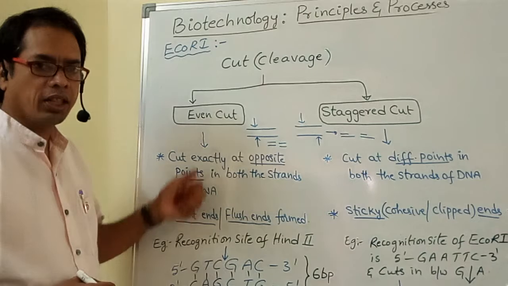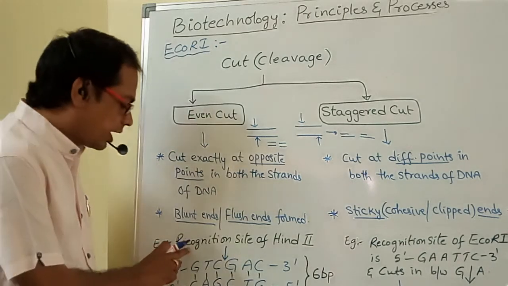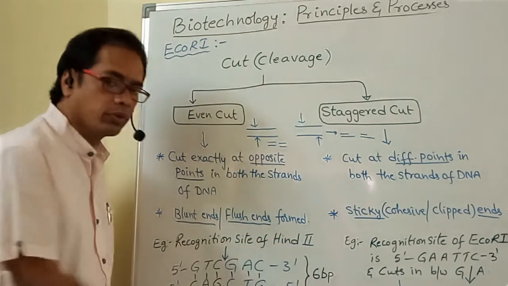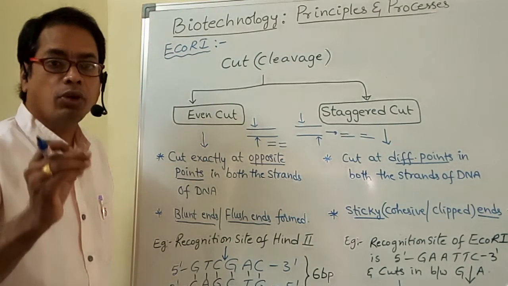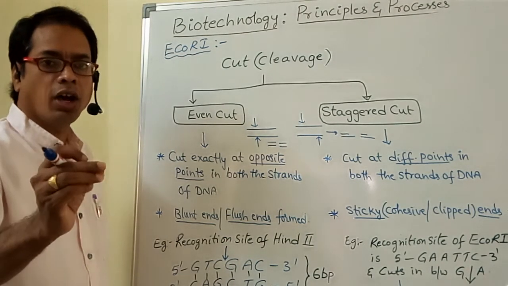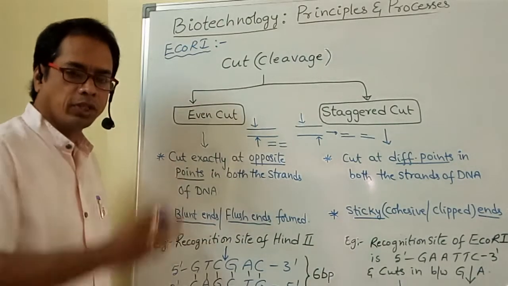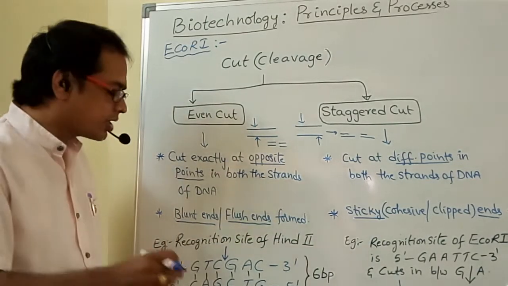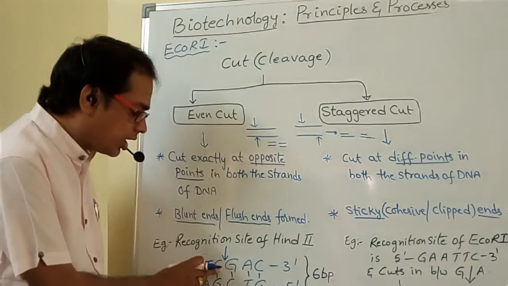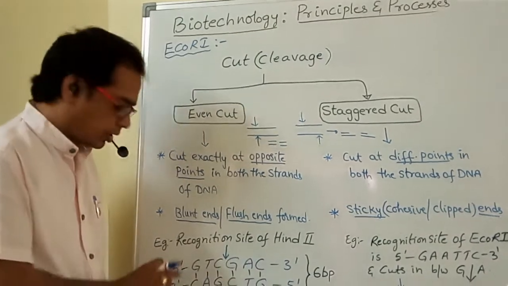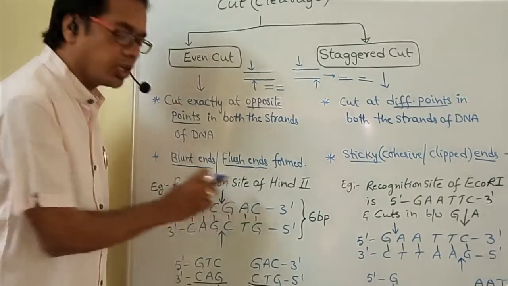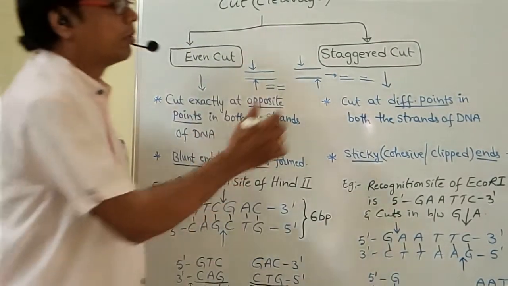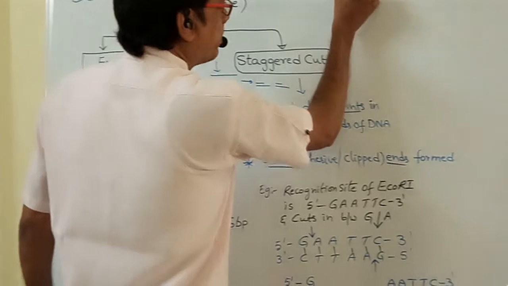An example for even cut is the recognition site of HindII. What is the importance of HindII? The first type 2 restriction endonuclease discovered was HindII. The HindII recognition site is GTC GAC in the 5 to 3 direction. Before that we have to know the pairing.